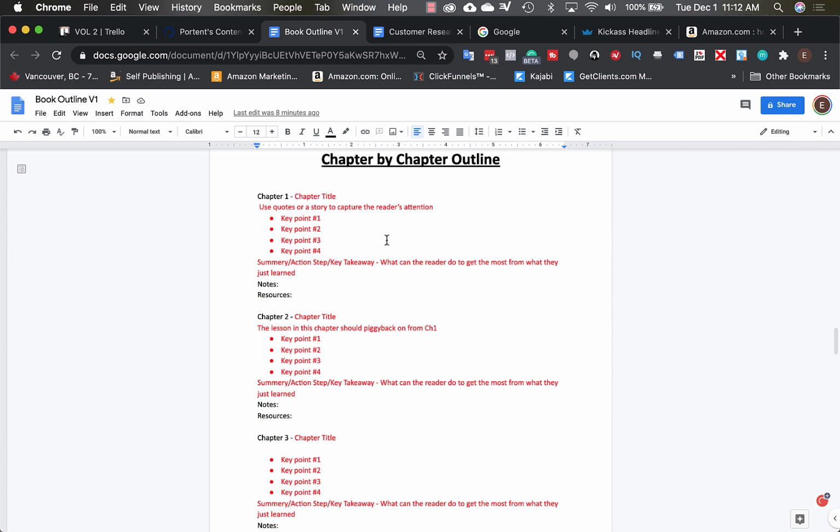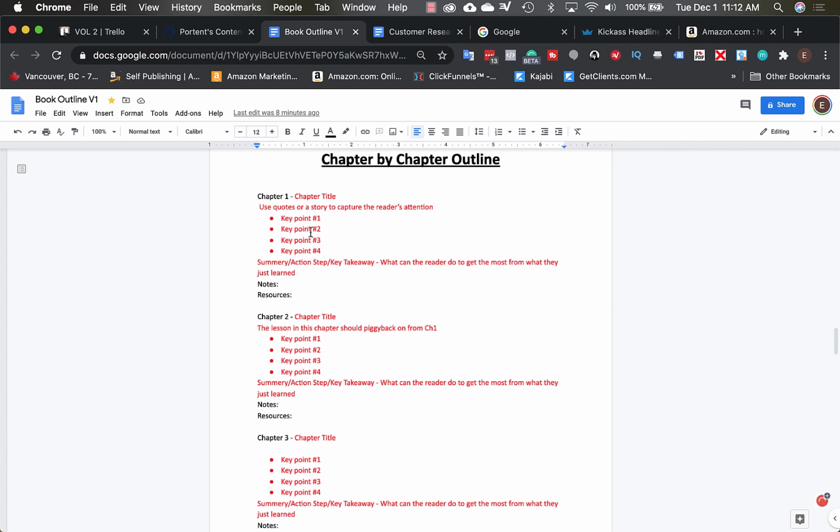So here's the chapter-by-chapter outline. Chapter 1, the chapter title, using quotes or a story to capture the reader's attention. Now remember, everything that you're going to be seeing here is the outline you want to follow, but using quotes or a story is optional. You'll make that call based on what you think should be in your book.